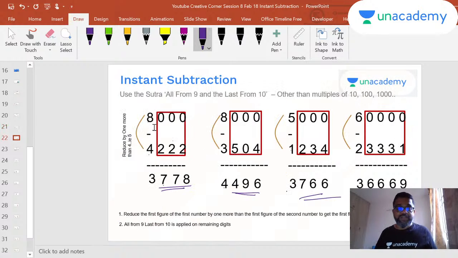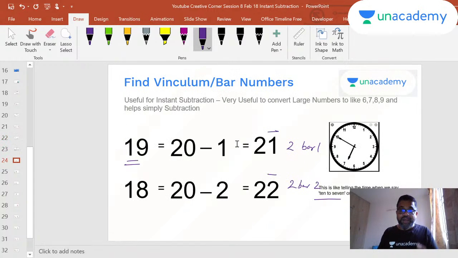And then when you have an equivalent number of digits on both sides, you will reduce by 1 more than this number. So this becomes 8 minus 5. How did I get 5? Because 1 more than 4. 8 minus 4. And then you apply the sutra, right? So we talked about bar numbers. Bar number is essentially a representation in Vedic Maths where you can convert higher digit numbers, like those ending in 6, 7, 8, 9, to a negative form, and we will use that not just in subtraction but in division and multiplication; it has a lot of applications.